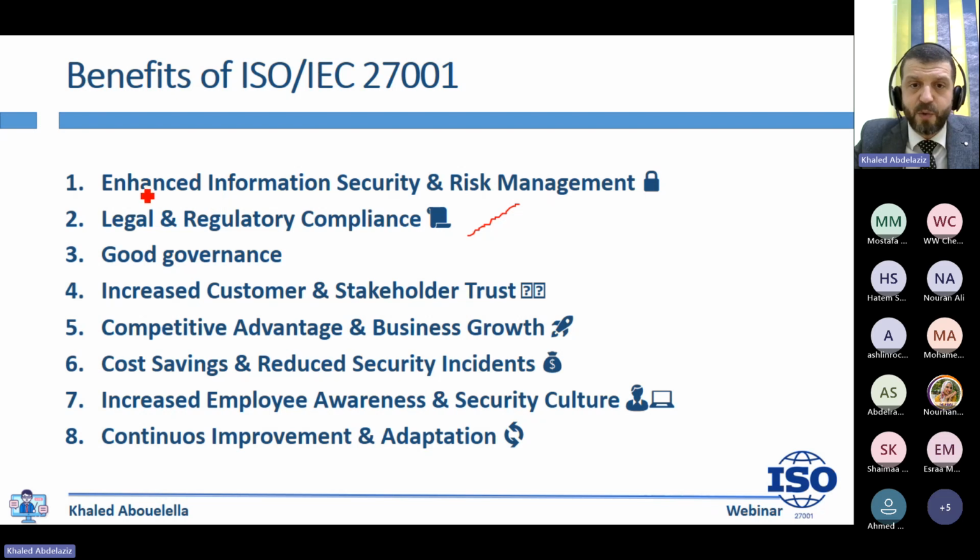Also, governance, good governance. By the way, governance is not optional here. It's very important to know that a key requirement in ISO 27001 is having policies, roles, and responsibilities, and it's clearly mentioned in the ISO 27001 standard. We have clause 5.2, the requirement to have policies, and clause 5.3 to have roles and responsibilities.